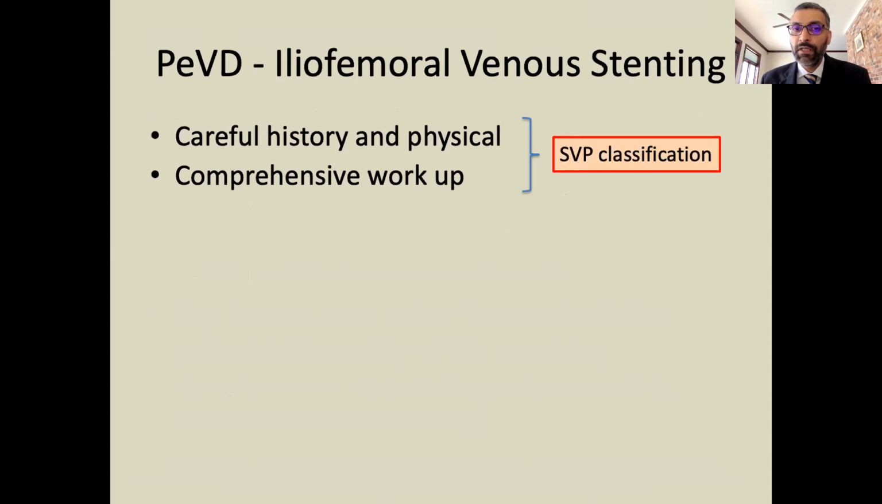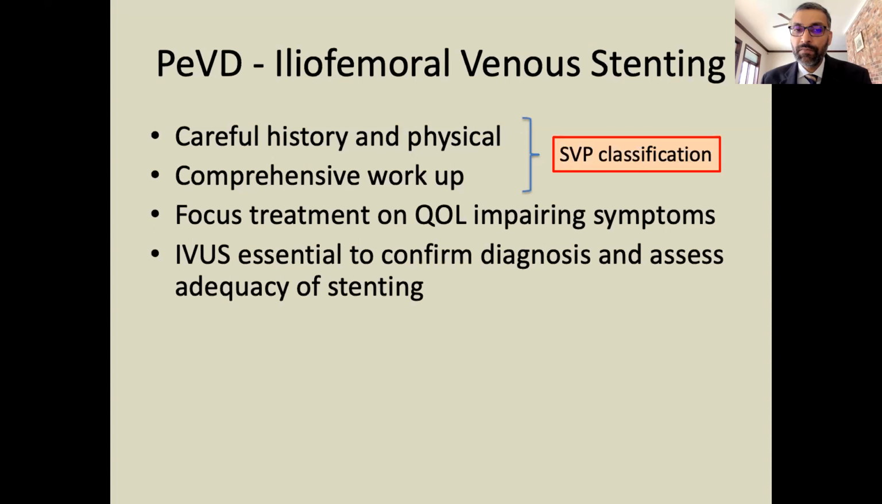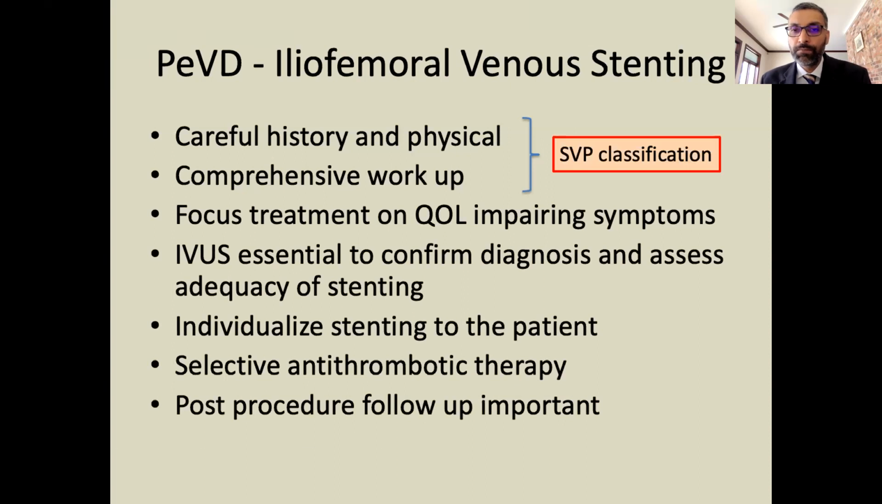So coming back to our topic, in patients presenting with pelvic venous disease, it's extremely important to obtain a careful history and physical exam, as other speakers have pointed to. A comprehensive workup is important, and the SVP classification is an endeavor in that direction. The treatment should be focused on the quality of life impairing symptoms that the person has. With regards to iliac vein stenting, IVUS is essential to confirm diagnosis as well as assess adequacy of stenting. It's important to individualize stenting to the patient. Antithrombotic therapy can be selective, and post-procedure follow-up is essential. Thank you.